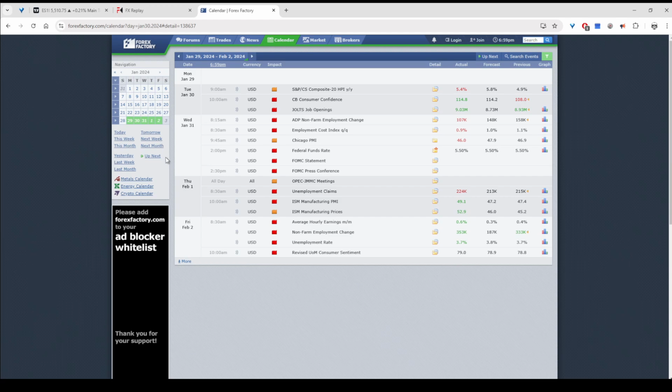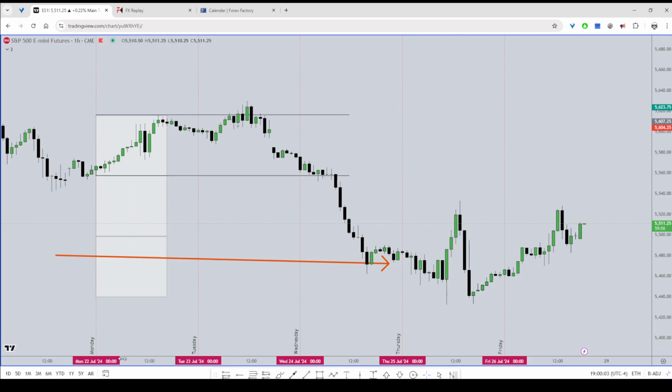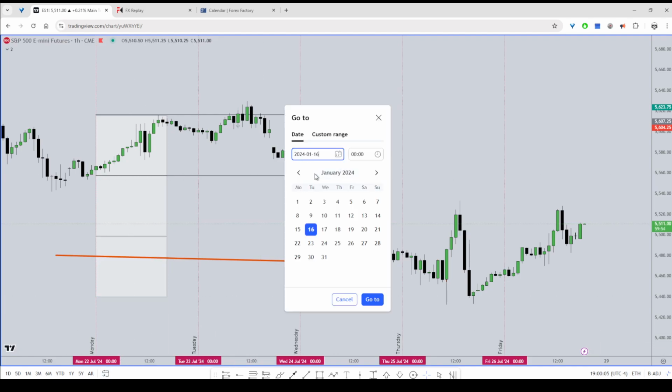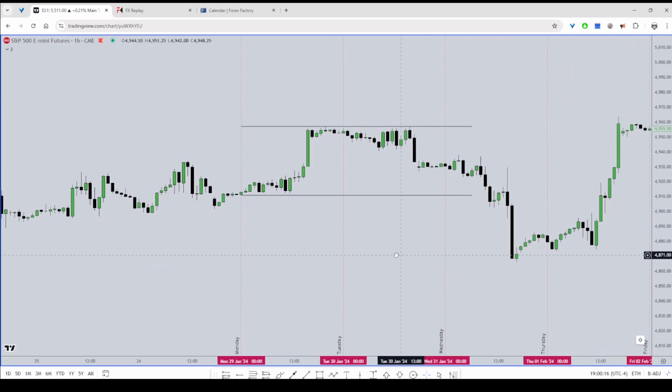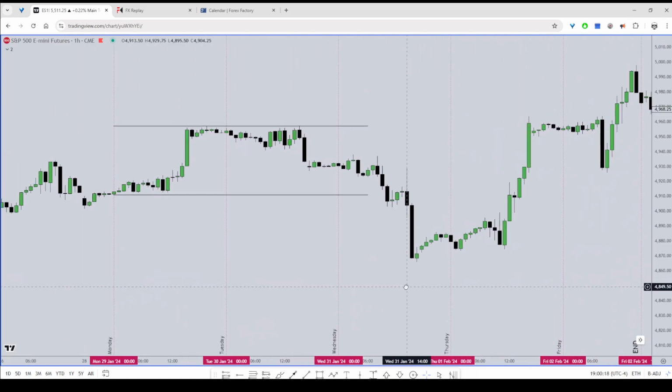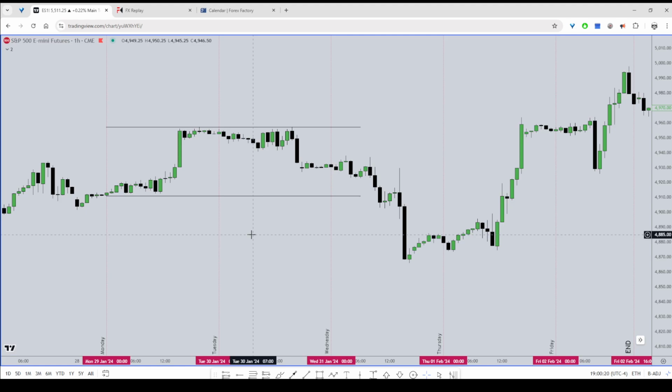And then I go to FX Replay. In this case, I'm going to use TradingView because it's not that far back. And I'm going to go to January 29th, Monday. And here we go. We have a week that is similar to the week that's coming up.